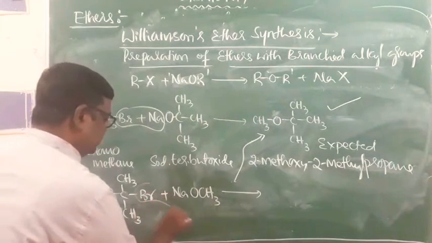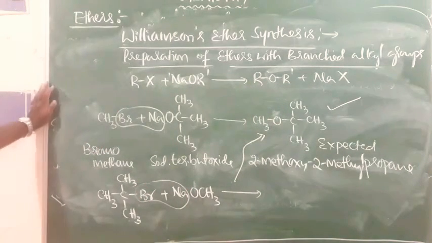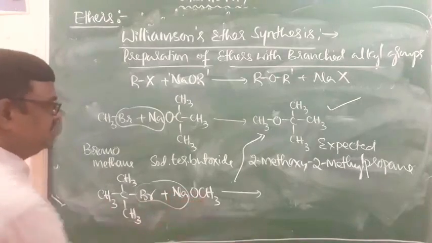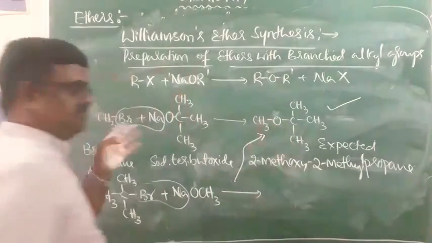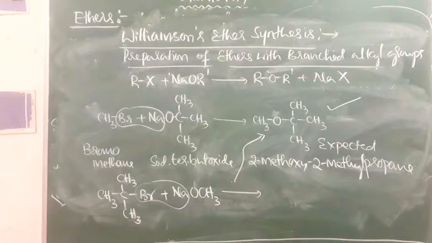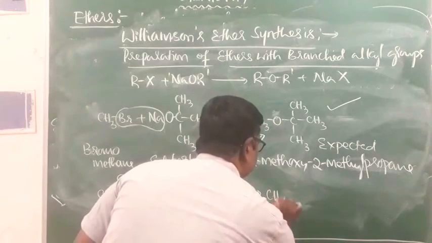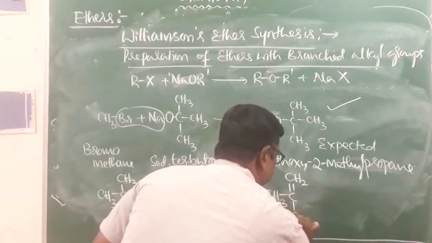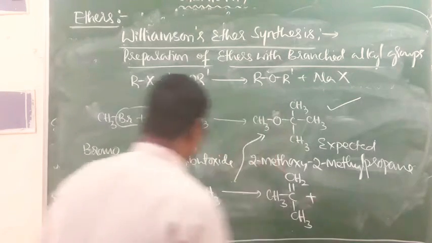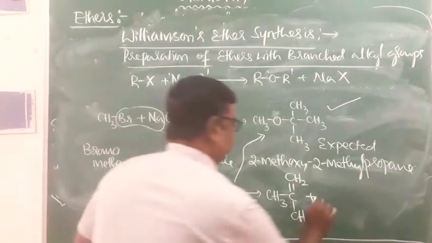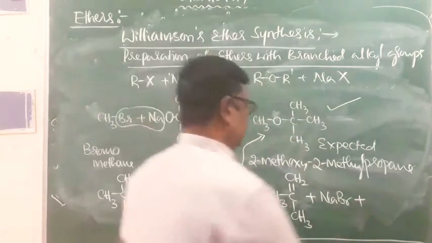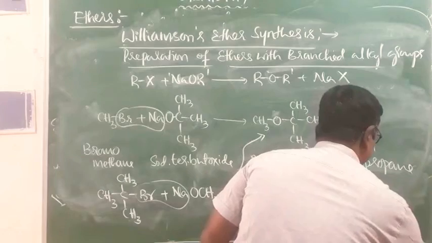ನೋಡಿ, just ಈ ತರ ಮಾಡಿಬಿಟ್ರೆ ನಿಮಗೆ ಏನು ಸಿಗುತ್ತೆ? You got this CH3 tertiary butyl group oxygen, CH3. This is expected, yes. But actual product is this CH3, and of course CH2, and of course this is CH3 plus NaBr plus CH3OH. This is the product.